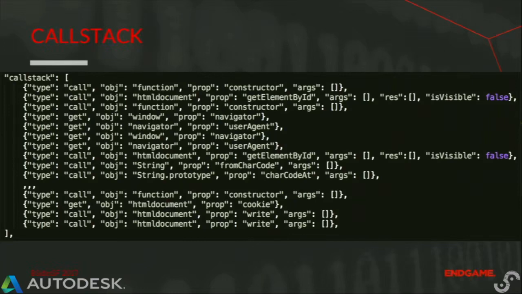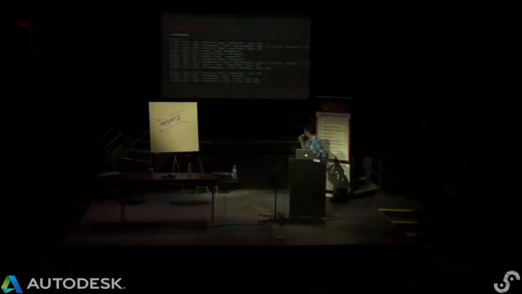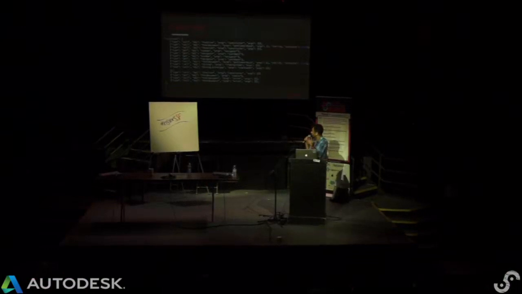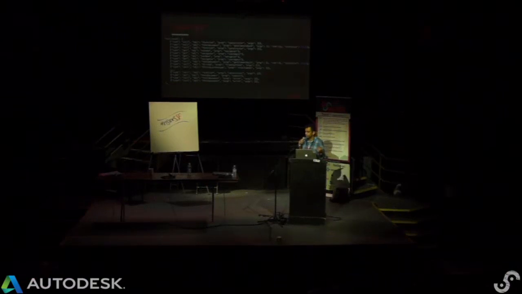There's a lot of data there. I actually removed arguments and resolution to make it fit in a single slide. But think about this. In a single second of execution, you get that sort of call stack that you can make sense of. You understand what's happening here. So that's the first win.